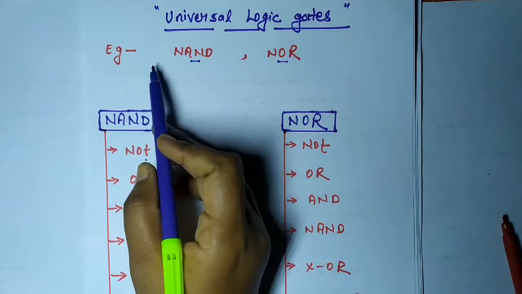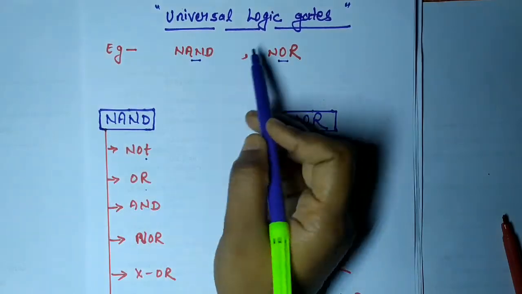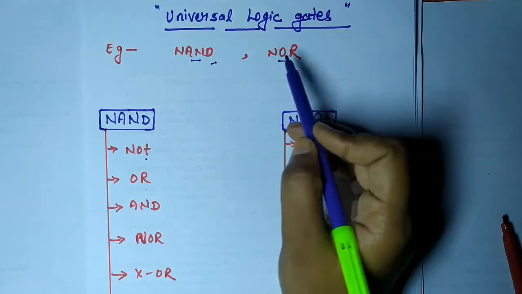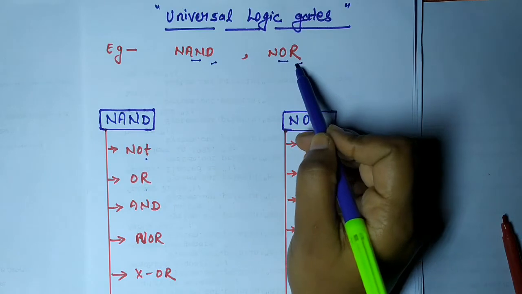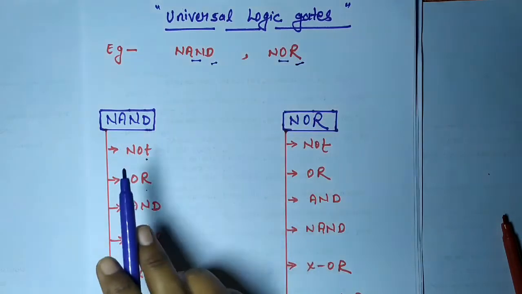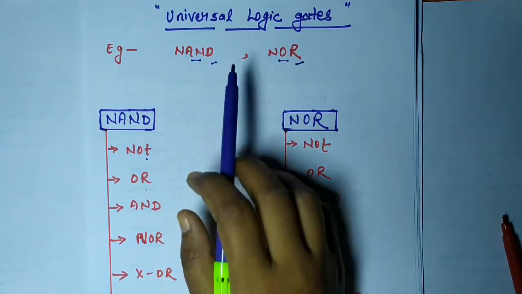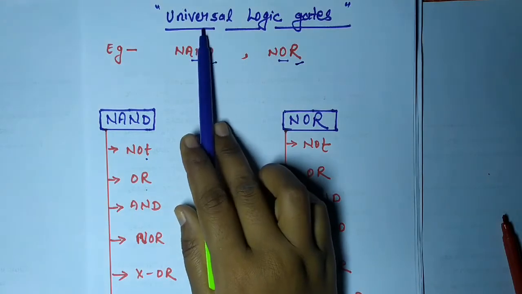So here are two examples of universal logic gates. First one is NAND and the second one is NOR. By these two gates we can create another gate. So these two gates are called universal logic gates.